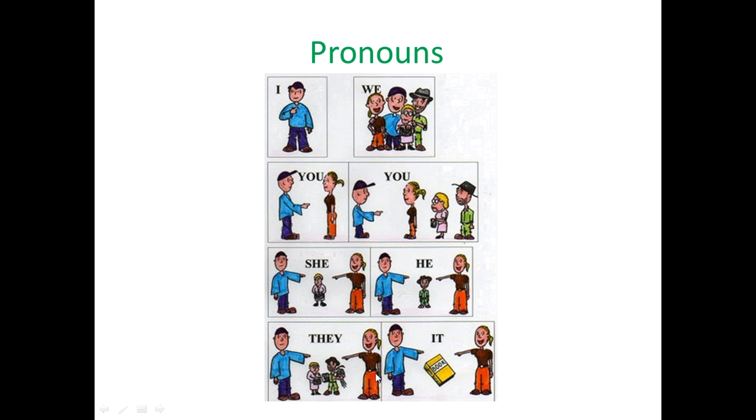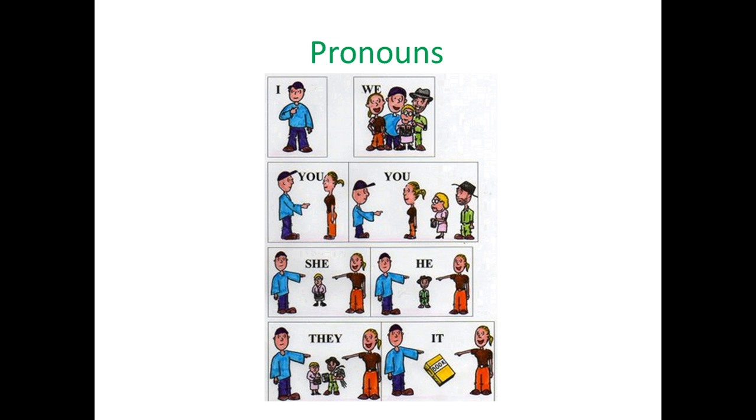Here's another list of pronouns. I, we, you, she, he, they, or it. These are all words that can take the place of nouns. We use pronouns, especially in our writing, so we don't say the same name over and over and over.